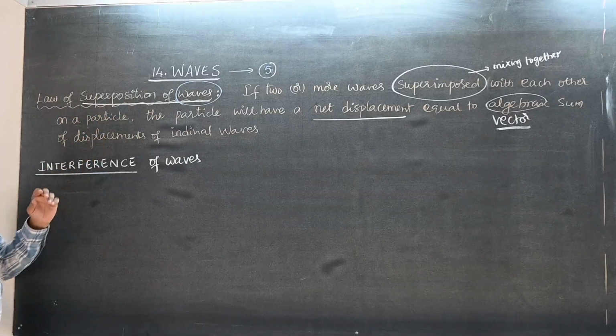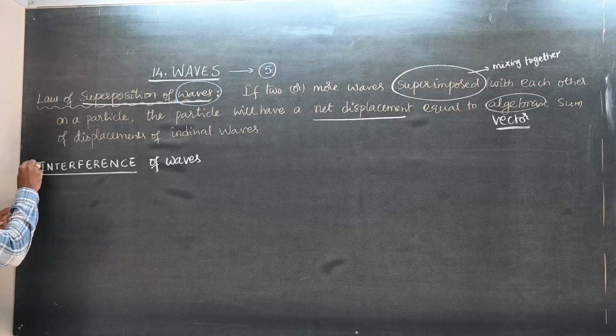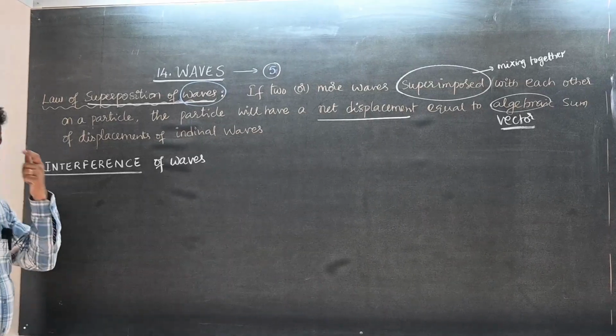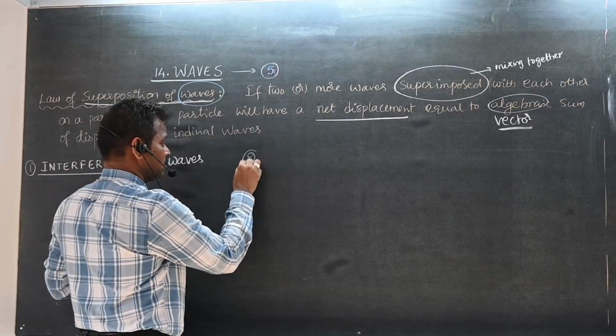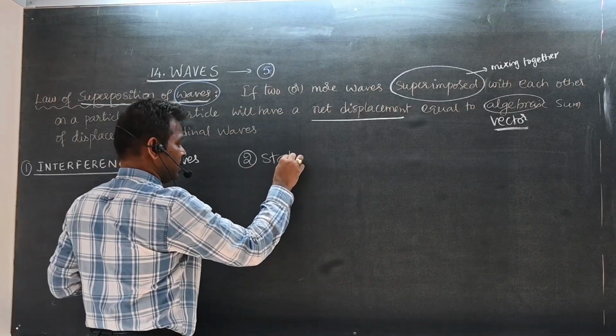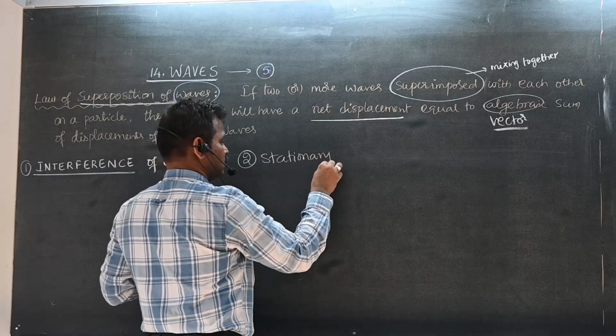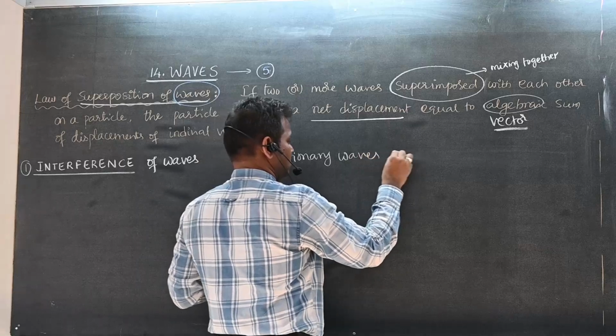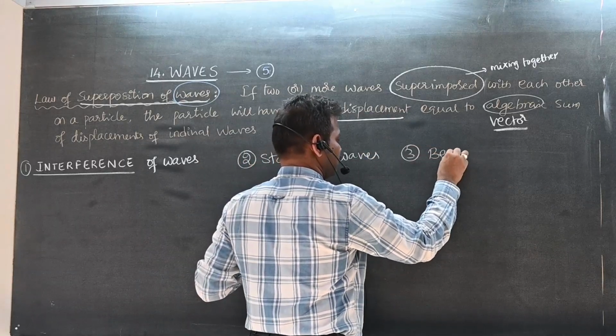Law of superposition of waves. The first one is interference of waves. Second one, stationary waves. Third one, beats.